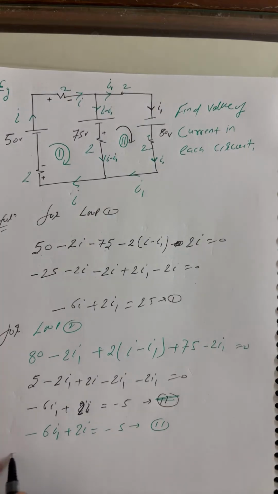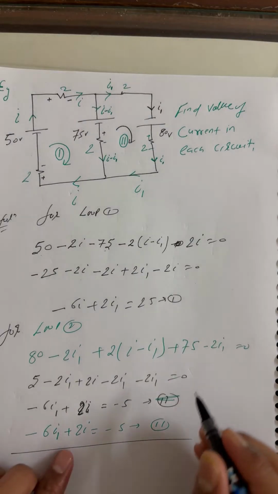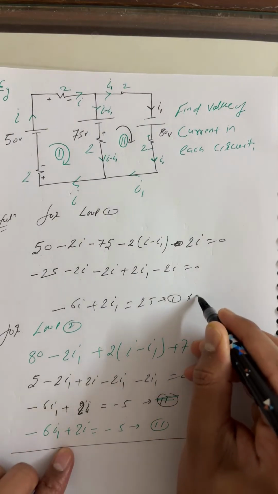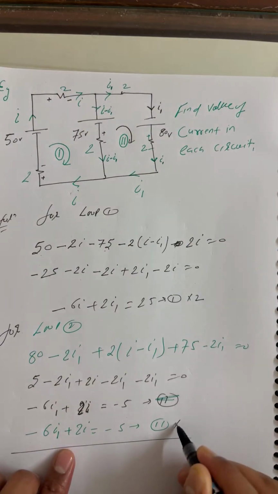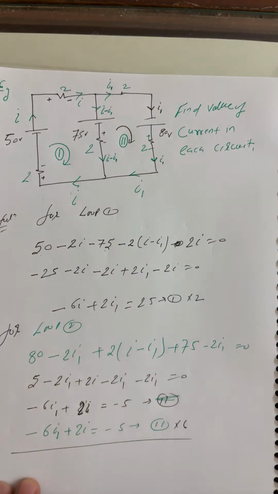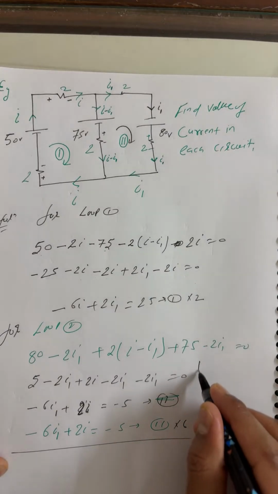Now it's better to add these two equations. So here I'll multiply by 2 and here we can multiply by 6. So what about the first equation, students?